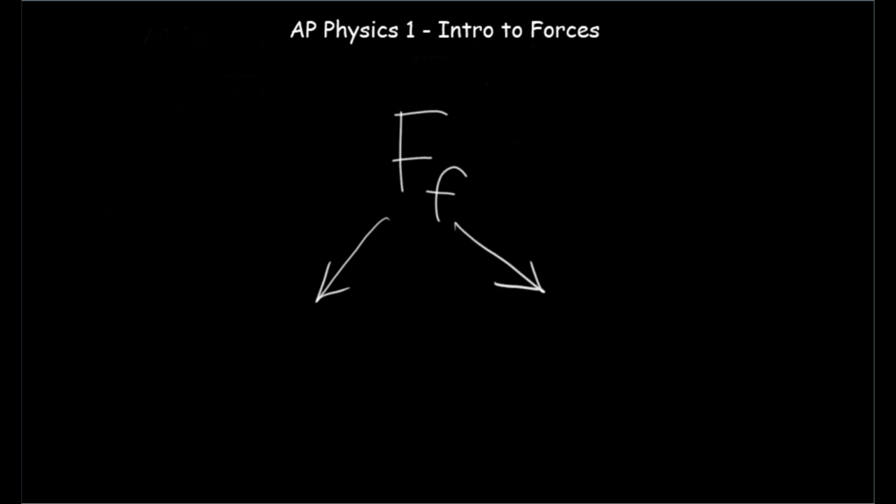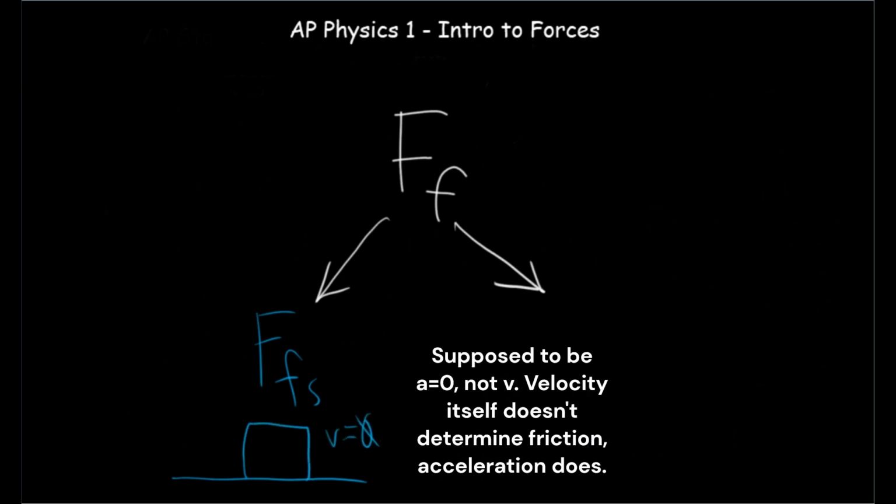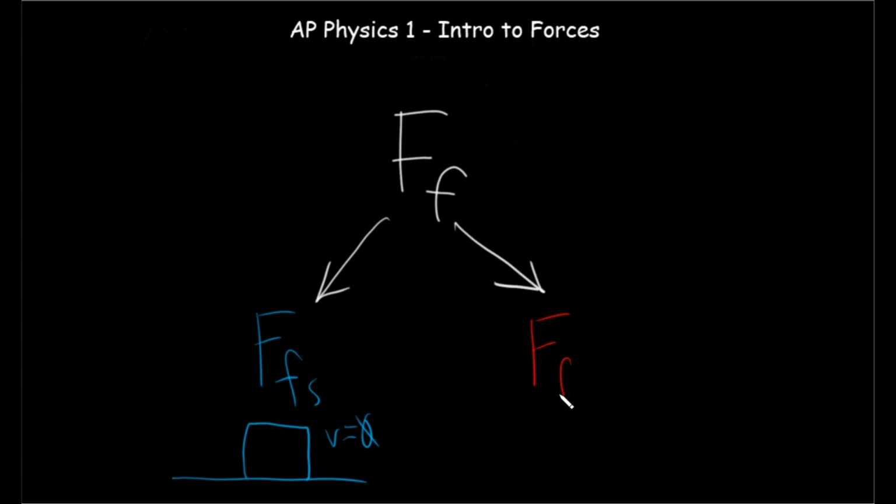Okay, so on one hand, there's static friction. What static friction basically means is friction when the object is not moving. Then there's kinetic friction, in which friction is present, but the box is still moving in the opposite direction of friction.